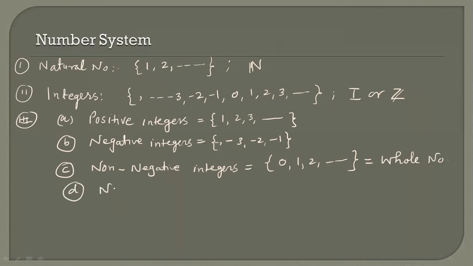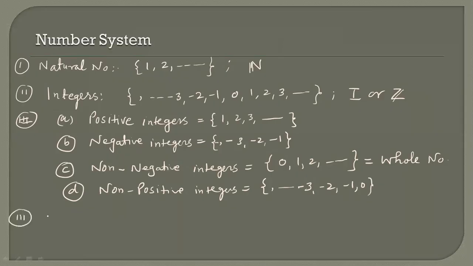And one is non-positive integers. It means negative integers with 0: -3, -2, -1, 0. It's called non-positive integers.